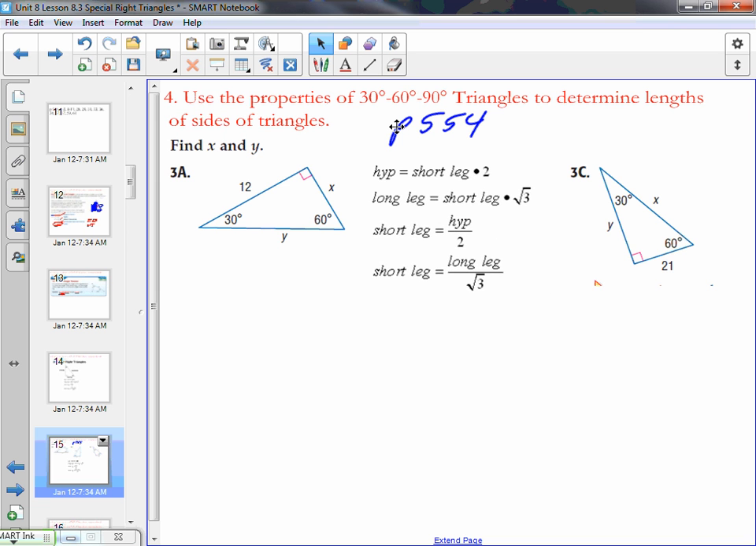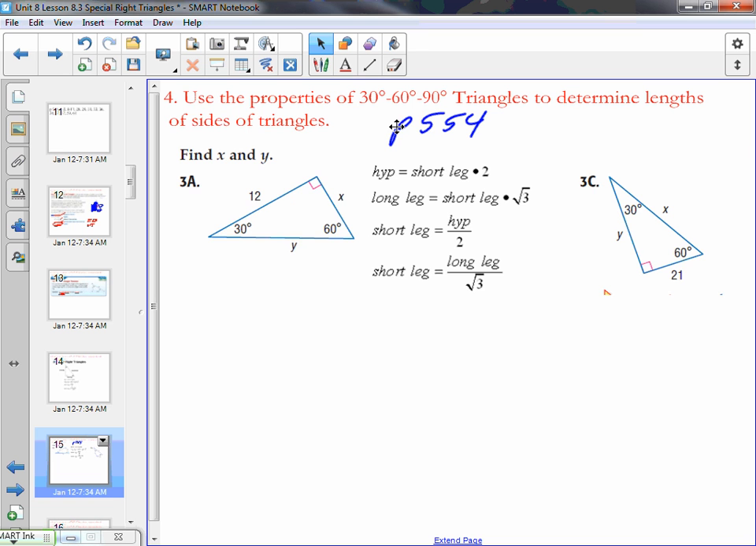All right, 3A. Well, that's fairly obviously a 30, 60, 90 triangle, considering the angles are labeled as 30, 60, and 90. So we know it is. We're supposed to find x and y, so we're supposed to find the lengths of the other 2 sides of that triangle. So we look at 3A, and you know what, I think I'd rather do 3C first. Sorry. You'll thank me later. Let's do 3C first.